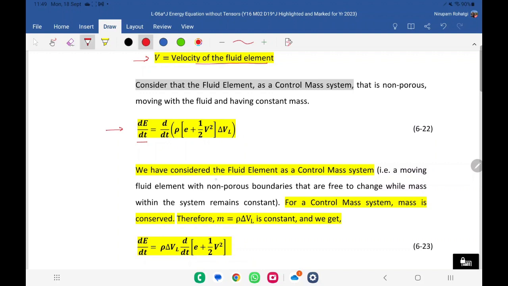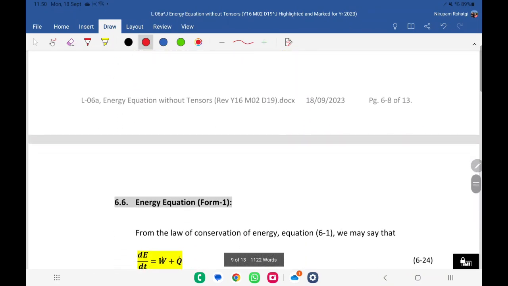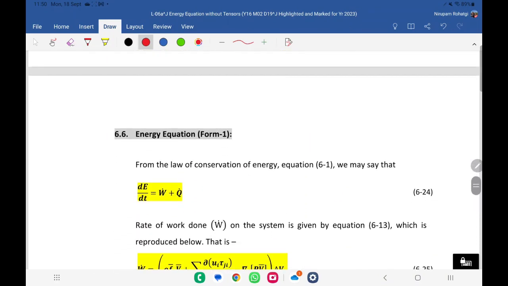Now we have considered the fluid element as a control mass system. For a control mass system, mass is conserved, therefore m is equal to rho delta L is constant. So when you find the derivative of these terms, these two terms will come out as they are. So what is left is this inside the derivative. Now we write the energy equation in form 1.